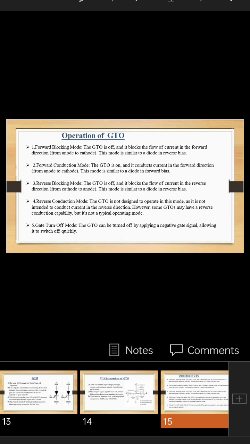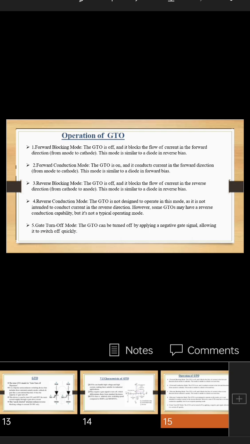Reverse blocking mode: the GTO is off and it blocks the flow of current in the reverse direction from cathode to anode. This mode is similar to a diode in reverse bias. Reverse conduction mode: the GTO is not designed to operate in this mode as it is not intended to conduct current in the reverse direction. However, some GTOs may have a reverse conduction capability, but it's not a typical operating mode.